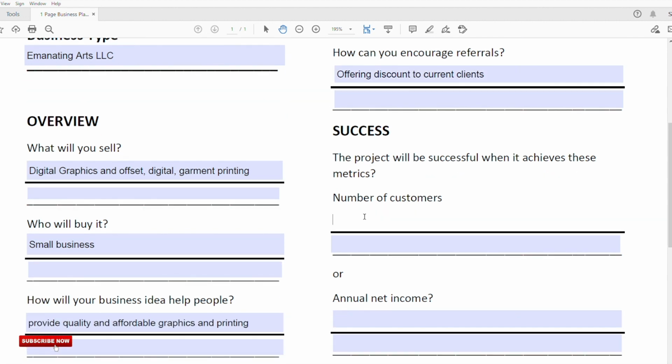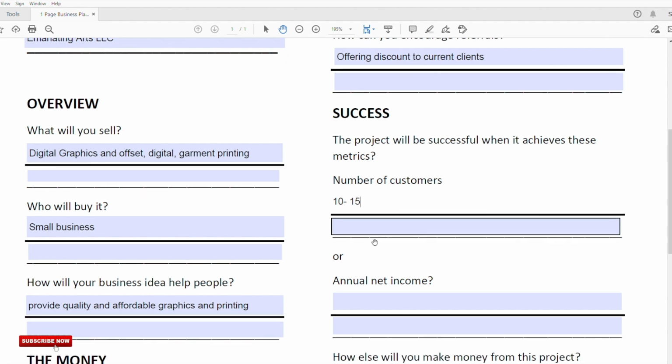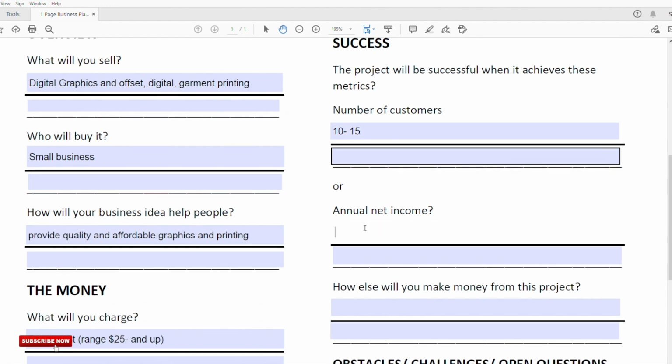So let's just say the amount of customers, I started out with 0. A successful amount of customers to me would be, let's say, 10 to 15 customers. So I've served 10 to 15 customers, or my net profit, my net income, would be, let's just say $3,000. So I do this for 3 months, and let's be a little bit more specific, within the next 3 months. So this is me just basically giving myself a goal.